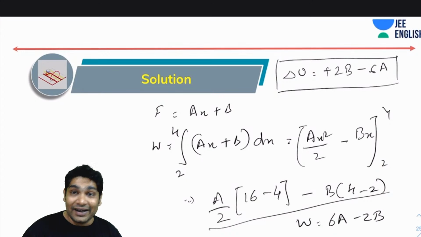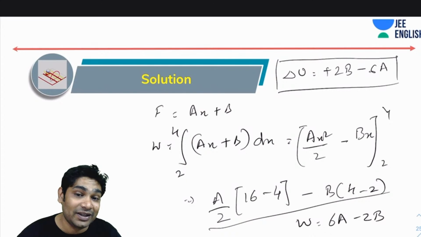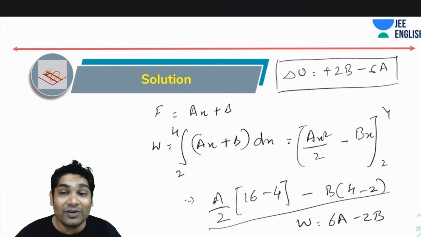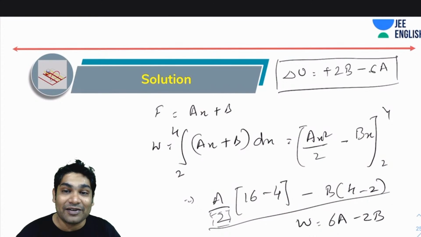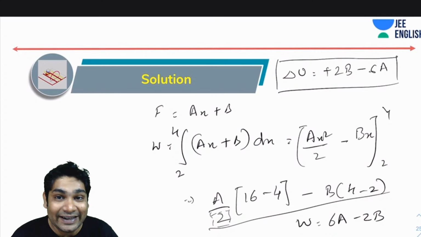We use the fact that delta U has to be minus times the work done by the conservative force. So Pawan, please check. I think you forgot this 2 here. Check your calculations. You forgot that 2 here while integrating x. Integration of x is not x square, it's x square by 2. Remember that.